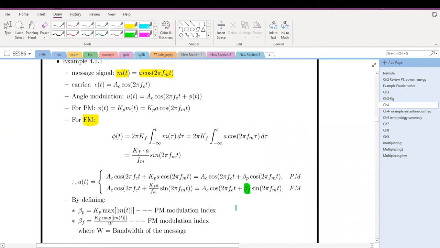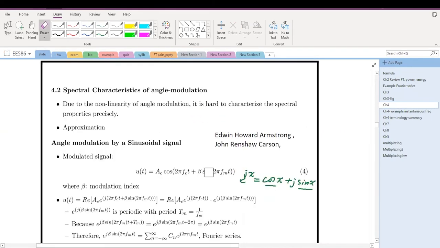We obtain the modulation index beta by the maximum phase deviation divided by the bandwidth of the message. We have this format for the modulated signal for FM modulation, where the message is a cosine signal. I rewrite this signal here. To obtain the spectrum, we need to use the knowledge of Fourier series.